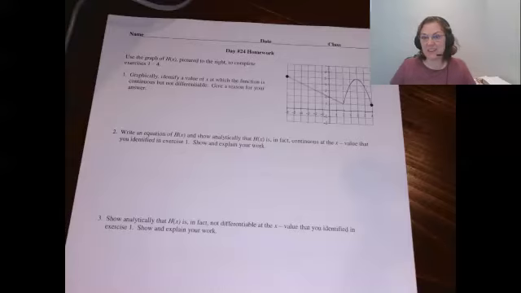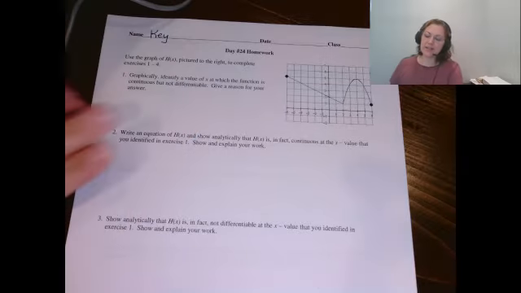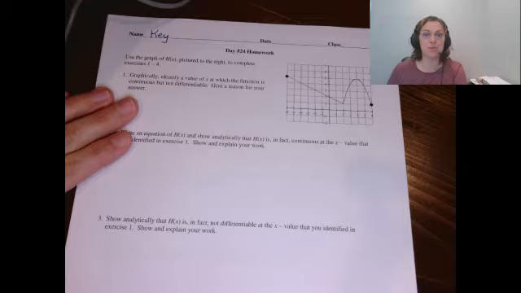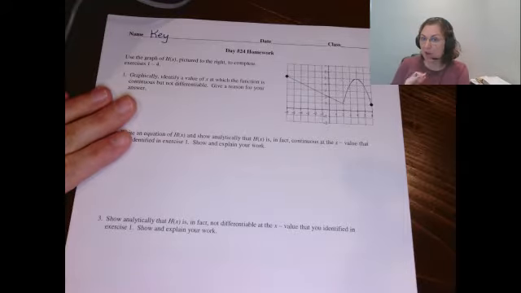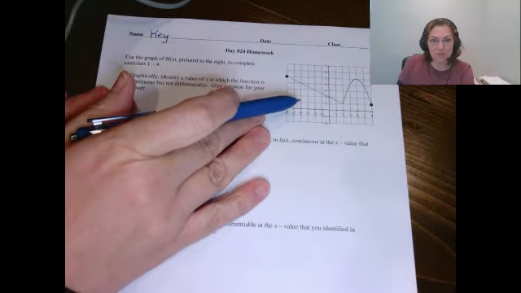Take a look at the day 24 homework, and this is all about differentiability and continuity. So, we're given a graph and we're asked to identify where the function is continuous but not differentiable. In class, we talked about two instances when that happens. We're either looking for a vertical tangent or a sharp turn. So where on this graph do you see a vertical tangent or a sharp turn?